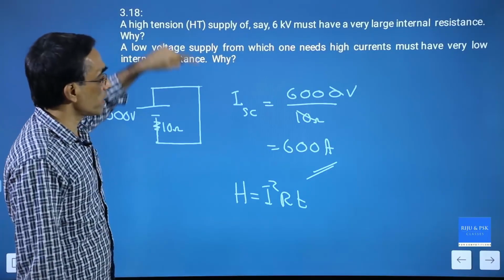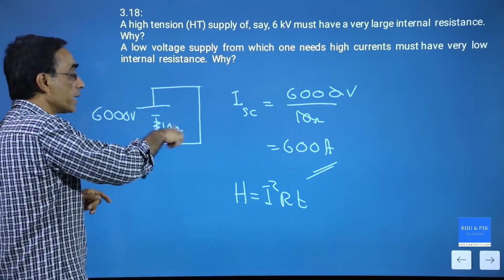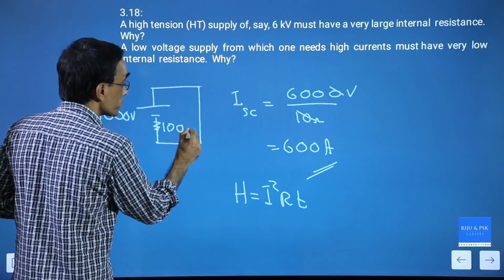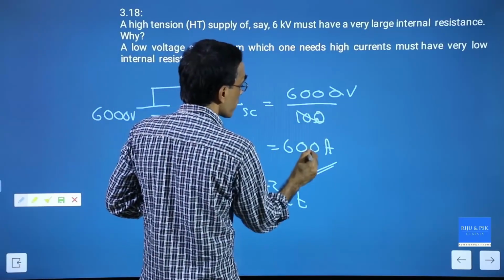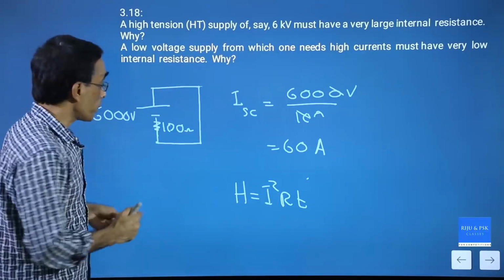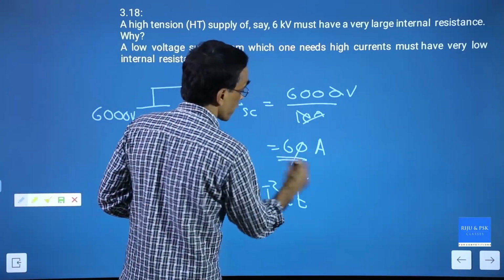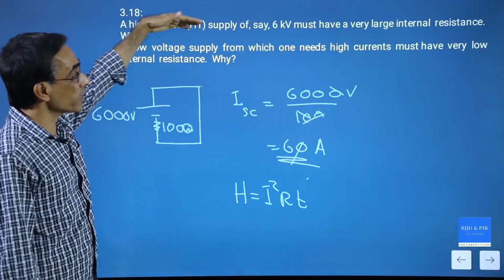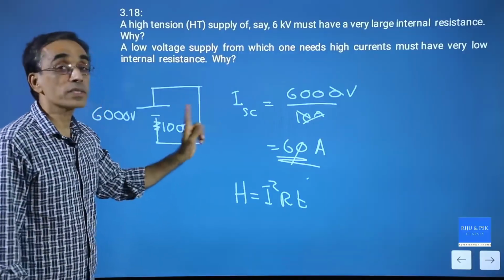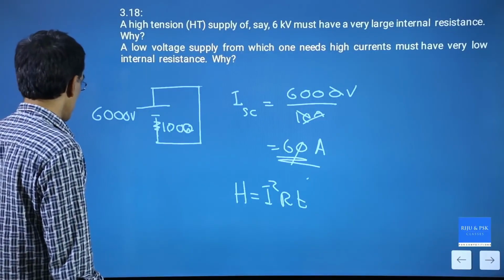So to prevent the short circuit and the damage, such a high voltage cell should have a high internal resistance. What will happen if it has a little higher resistance like 100 ohm? Then the current will be only 60 ampere and the heat generated will be decreased very much. Suppose it has a high internal resistance of 1000 ohm, then the current will be only 6 ampere. So a high tension battery should have a large internal resistance to decrease the short circuit current and damage of the cell. That's the point.